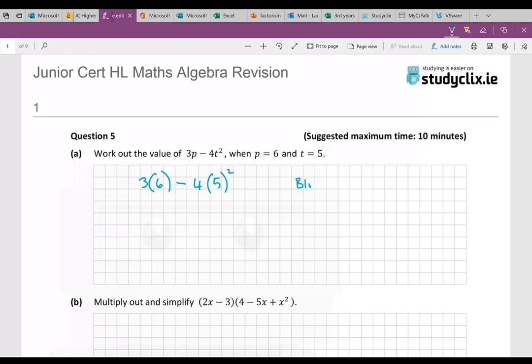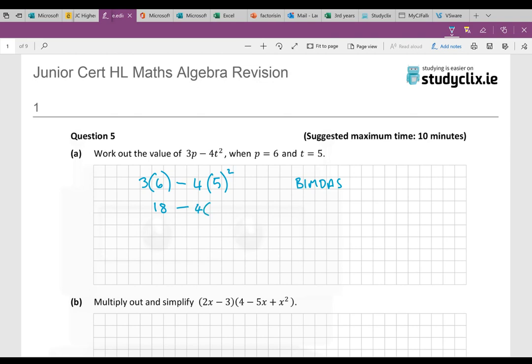Now, remember that I'm always following BIMDAS, which means that my indice comes first. So the first one here, 3 times 6, doesn't have an indice, so that's straight out 18. Minus, big mistake here is that people say 4 times 5 is 20 and then square 20. That's incorrect. 5 squared is 25.